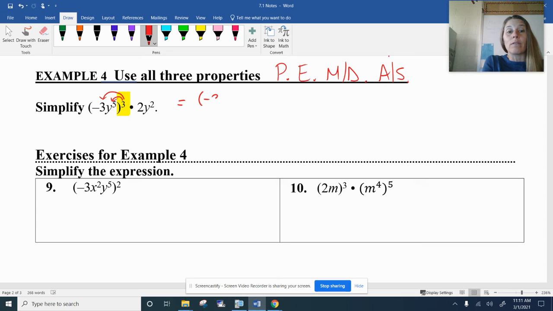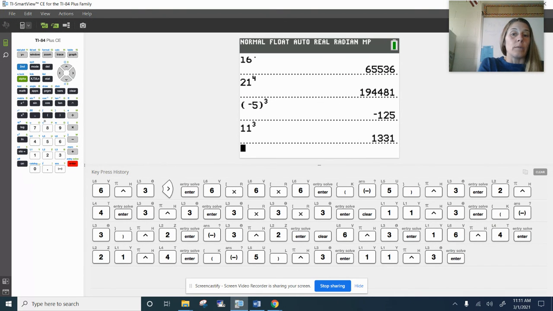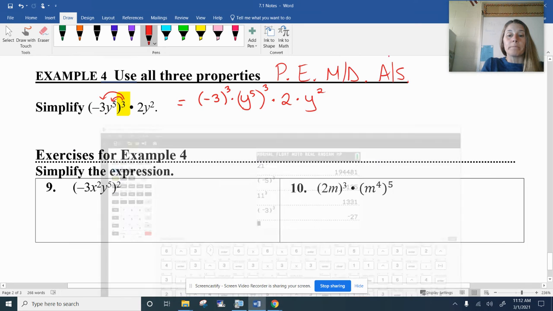So I have -3 to the third power times y to the fifth, which is also to the third power. And then I also have this times 2 and times y squared. So after I get rid of that exponent on the outside of the parentheses, I'm going to solve whatever exponents I can. So negative 3 to the third power. If we do that on the calculator, negative 3 to the third power is negative 27.